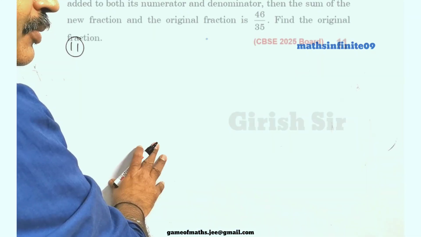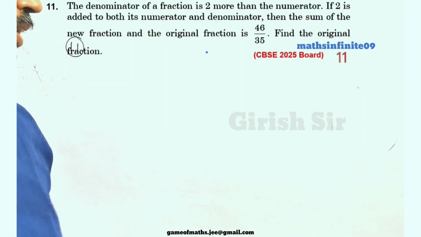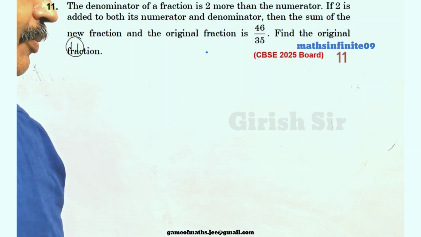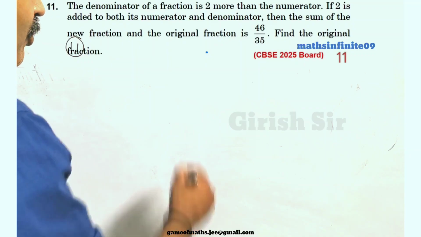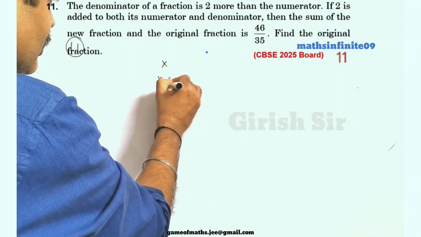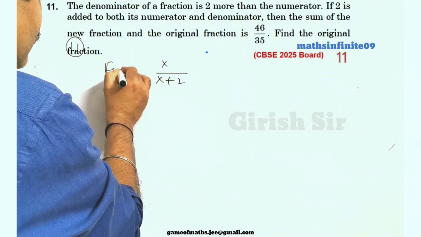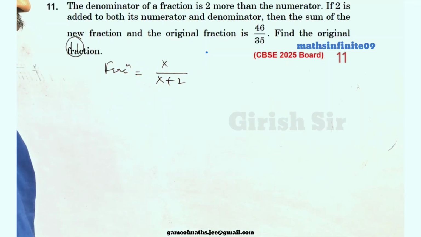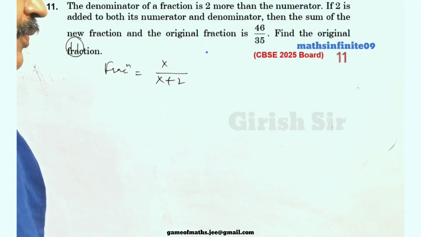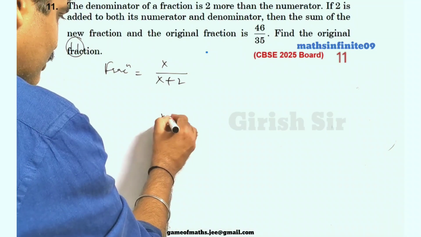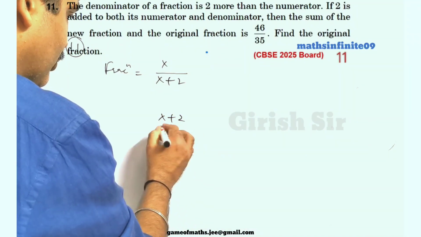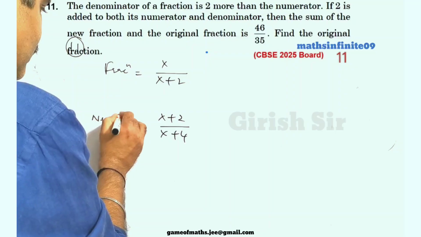Fraction. So the fraction can be taken as x divided by y, but the question says the denominator of the fraction is 2 more than the numerator, so we can assume this is the fraction. Okay, then the question says if 2 is added to the numerator as well as the denominator, then this would be the new fraction.